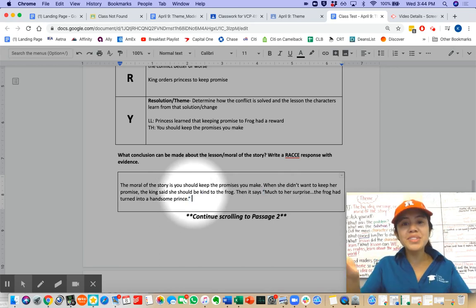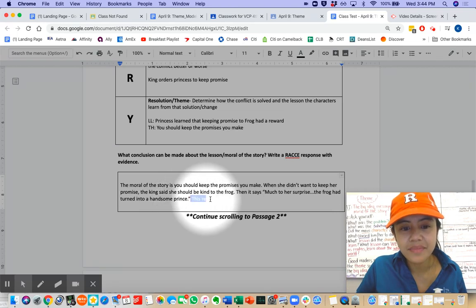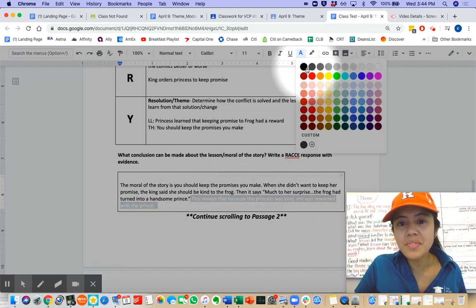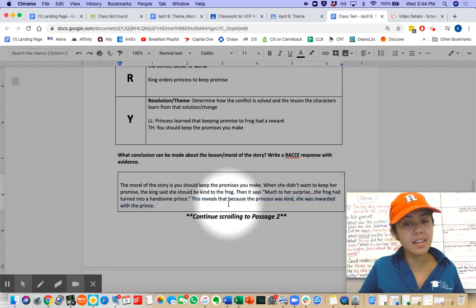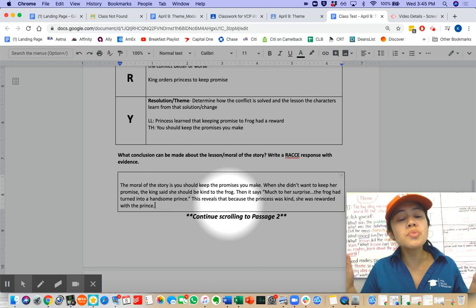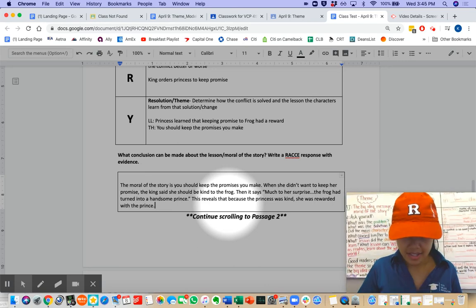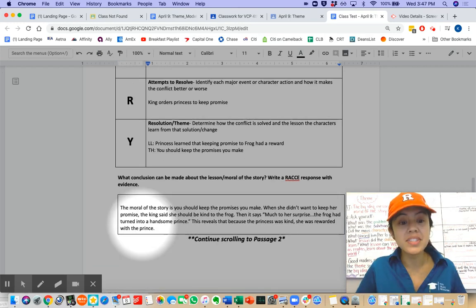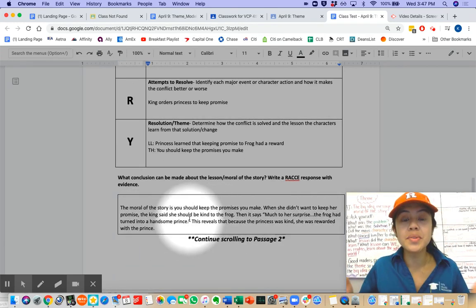Now, I need to explain my evidence. This reveals that because, don't forget because, the princess was kind, she was rewarded with the prince, and because she kept her promise. Friends, this is a RACE response, and this is the expectation for your exit ticket today. It's a little bit different.